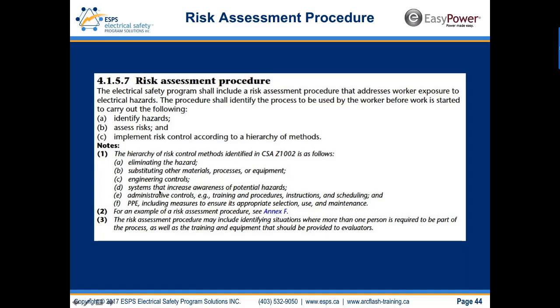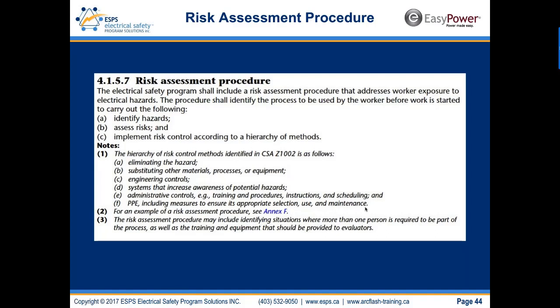These 6 things are the hierarchy of controls, recognized in Occupational Health and Safety Management System standards and by OSHA, OH&S regulators in Canada. We want to de-energize and eliminate the hazard first. We want to substitute with other materials, process, or equipment. Engineering controls would be doing incident energy analysis and applying mitigation as an example. We want to increase awareness by warning signs and barricading. We want administrative controls, training, and procedures. And PPE is last, including measures to ensure its appropriate selection, use, and maintenance. Thus the coal contaminated arc flash suit, which wasn't really appropriate.